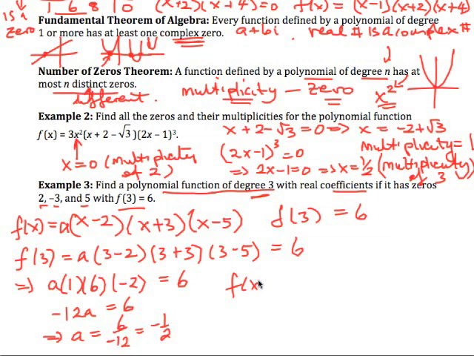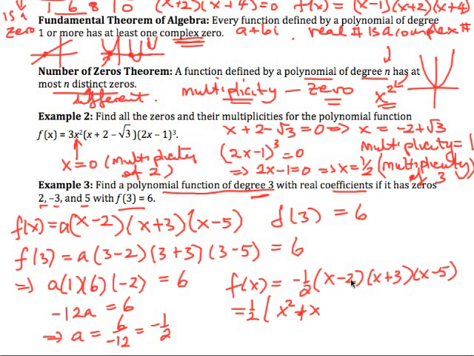And so my polynomial of degree 3 will in fact be -1/2 times (x - 2) times (x + 3) times (x - 5). Now we may want to expand this out, and we'll end up with x squared - 2x + 3x is x, and subtract 6, by (x - 5), and so this will be -1/2 by x cubed + x squared - 6x - 5x squared - 5x + 30.